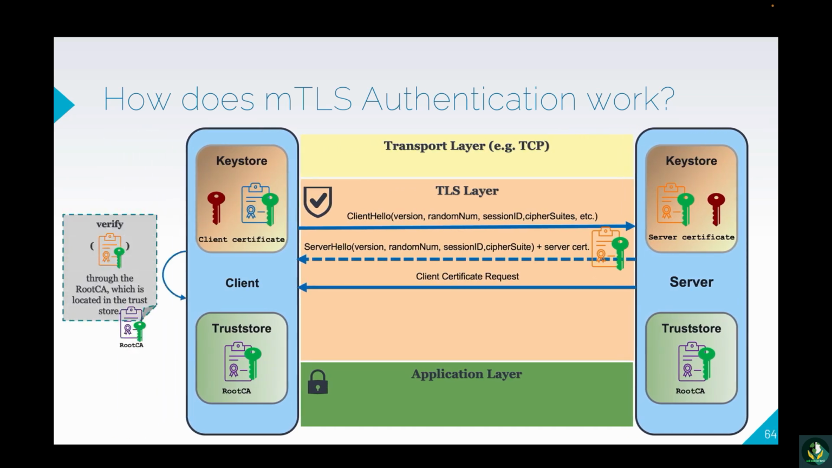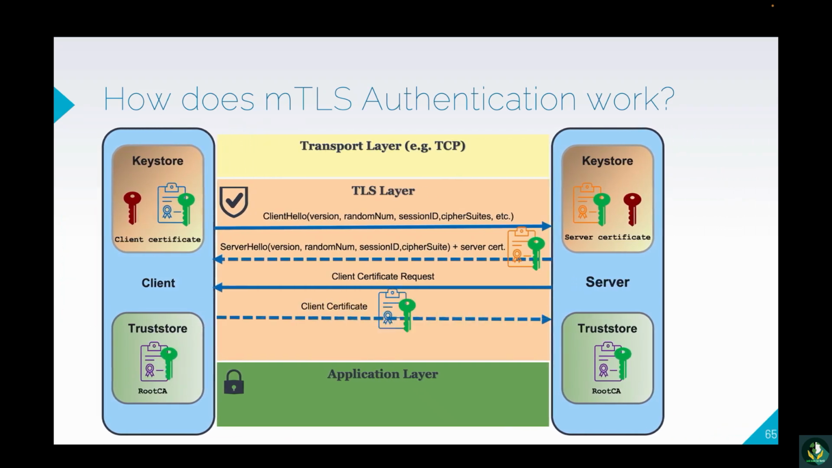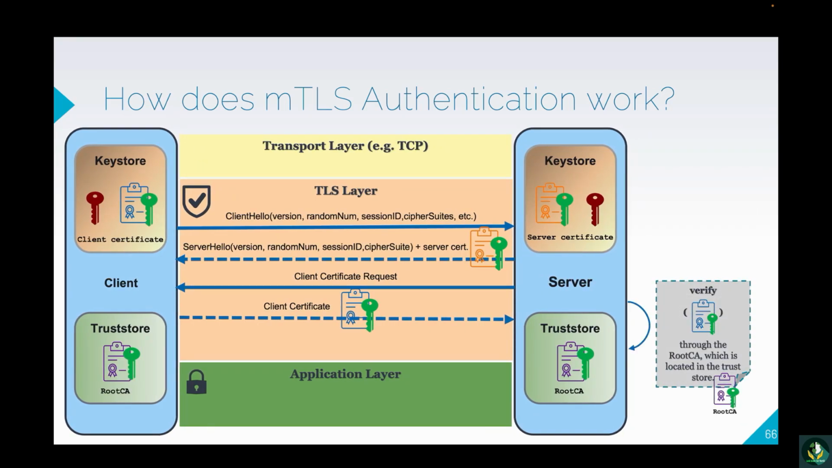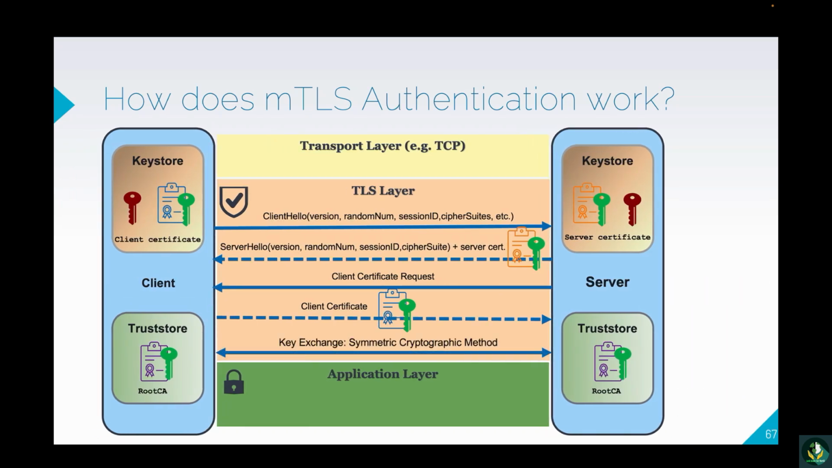The client validates the server's certificate using the root certificate authority in its trust store, which holds the public key. Then the client sends its own certificate back to the server. Next, the server validates the client's certificate using its trust store, which also includes the necessary root certificate authorities. If everything matches up, both the client and server calculate a symmetric key. This establishes an encrypted secure channel to exchange data at the application layer.